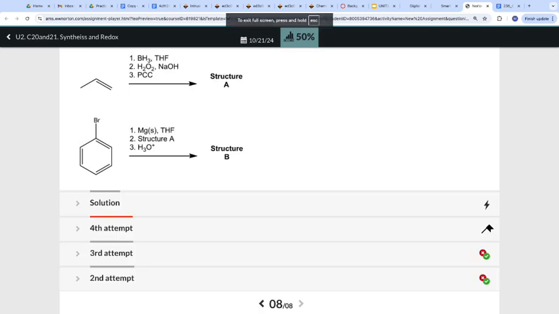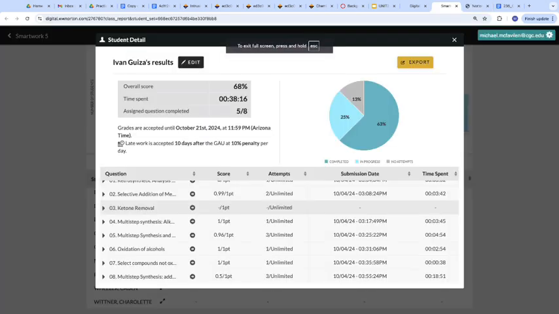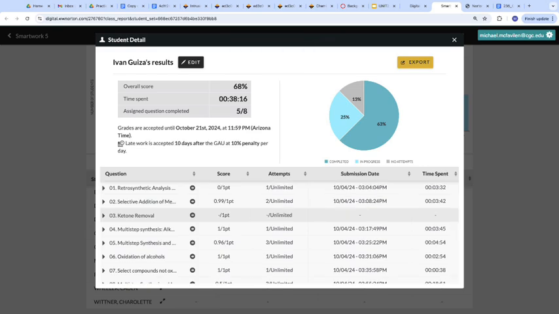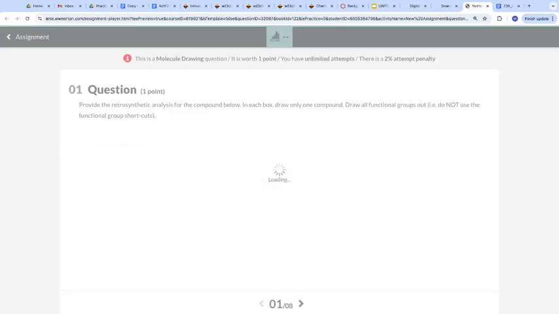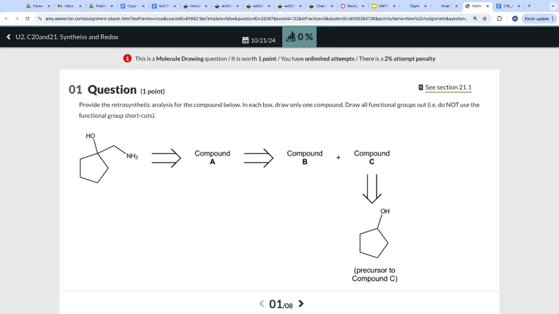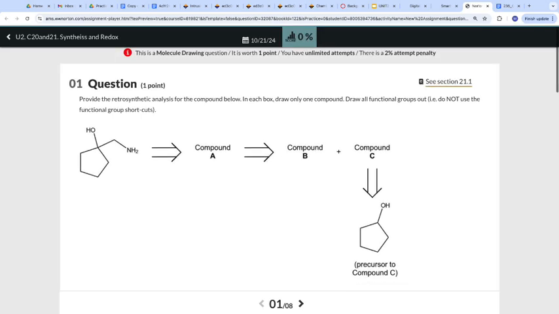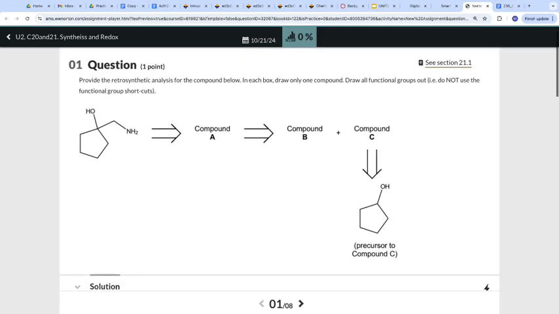Okay. You said question 1. This is going to work. You haven't even attempted this one. Why should I help you with this one? Because I'm not sure what it's even asking. Retrosynthetic analysis for the compound.